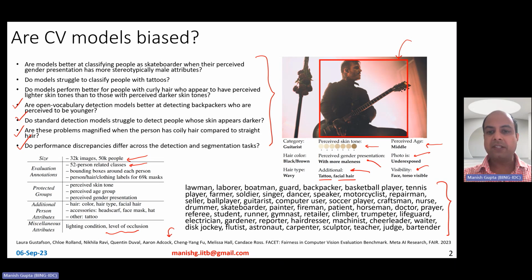And there are also things like the main category. So the category is guitarist here. There's also a secondary category which is also marked, which will maybe be a singer in this particular case, a musician in this case. Then there is also hair color and the hair type, which are all marked in this data set.